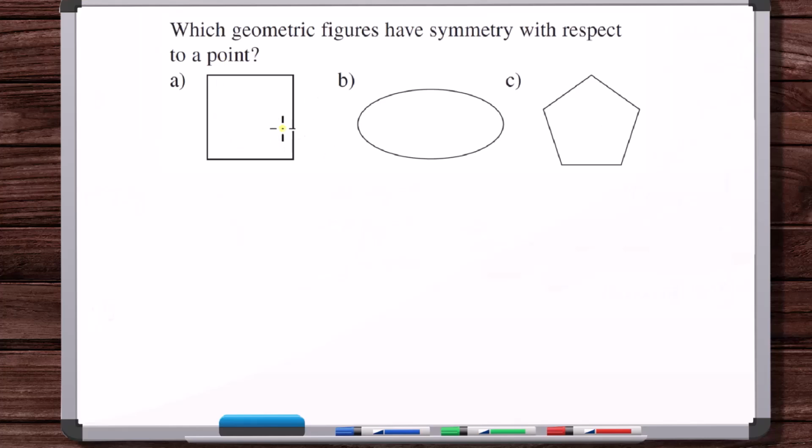Okay, what about point symmetry here? You think in the middle, but let's check. So, yes, yeah, there's symmetry there. Here, it looks like it's going to be yes as well. So, yeah, definitely.